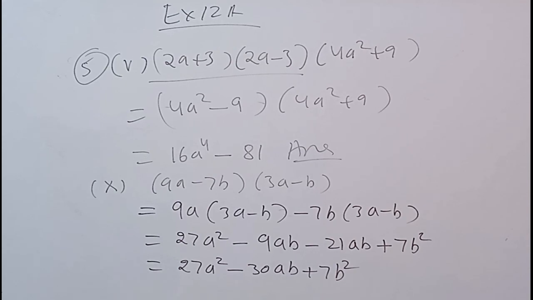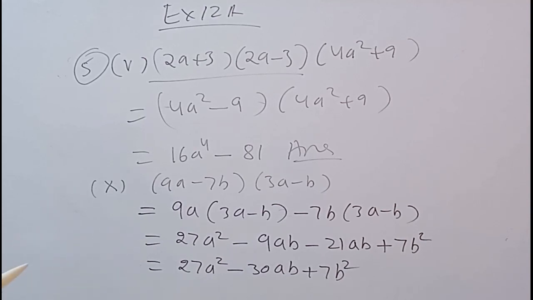I am taking question number 5, 10th part, 9a minus 7b and 3a minus b. So how can we do that? First we will multiply 9a into 3a minus b, and the minus 7b again we will multiply to the 3a minus b. So write down minus 7b into 3a minus b. Now find the product: 9a into 3a will give 27a square, 9a into minus b will be minus 9ab, minus 7b into 3a will be minus 21ab, and minus 7b into minus b will be plus 7b square.